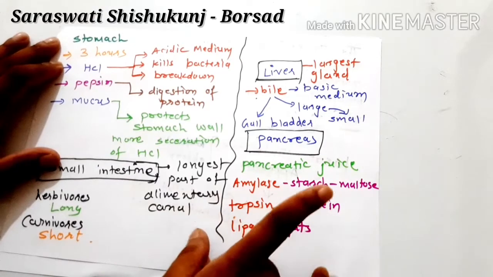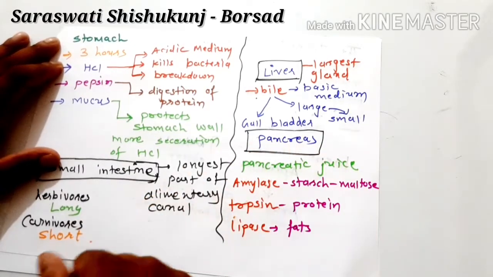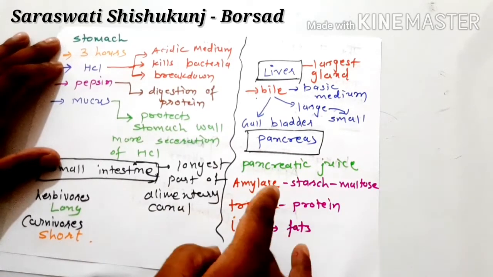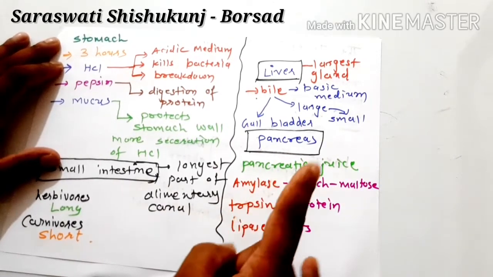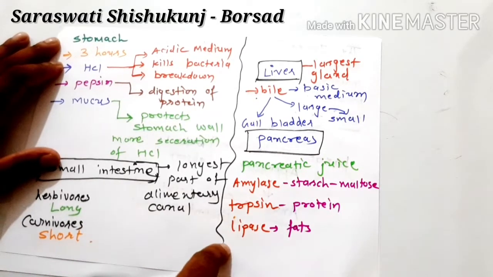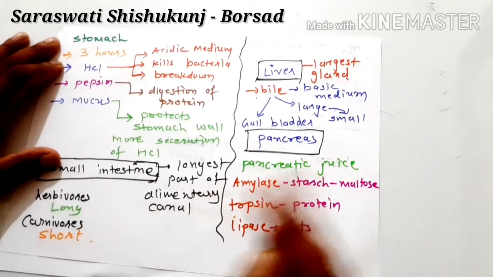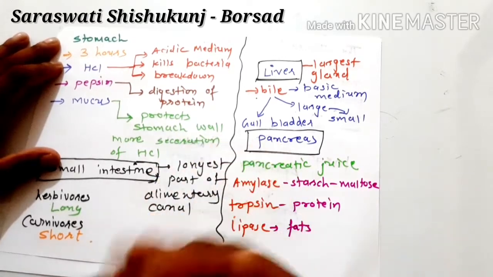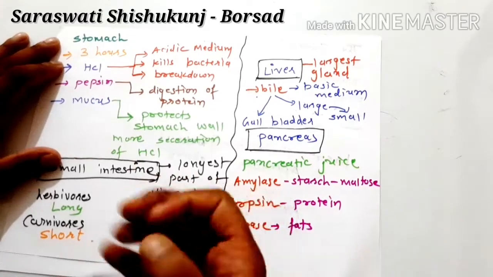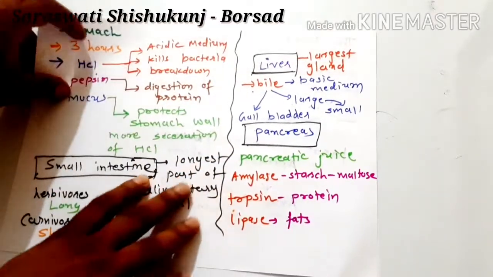Amylase will convert starch into maltose and then into carbohydrates. Trypsin will digest protein and convert it into amino acids. Lipase converts fat into fatty acids, right? Bile juice provides our basic medium. It is stored in the gallbladder, and it also breaks down the large molecules into small molecules, right?